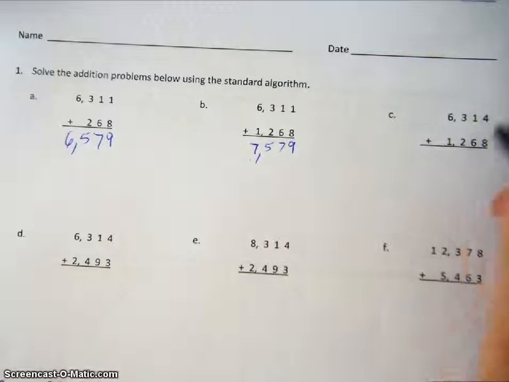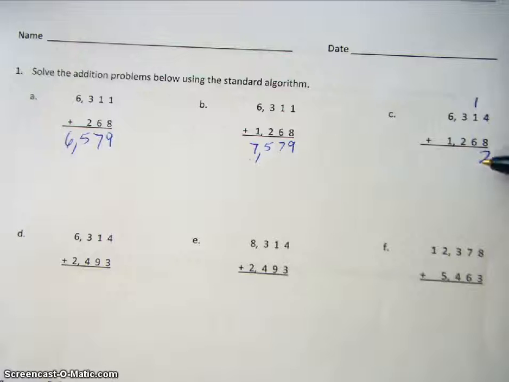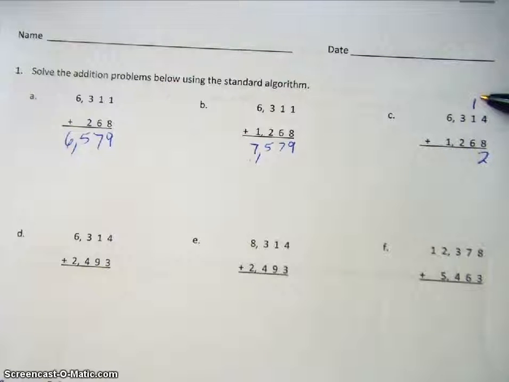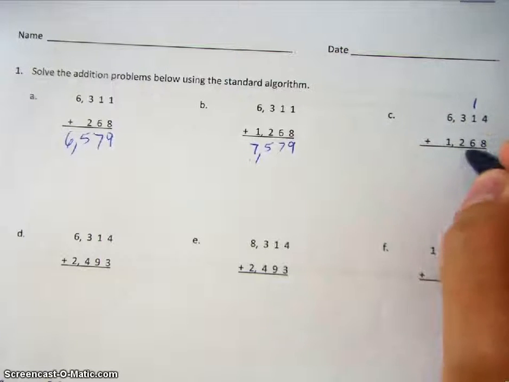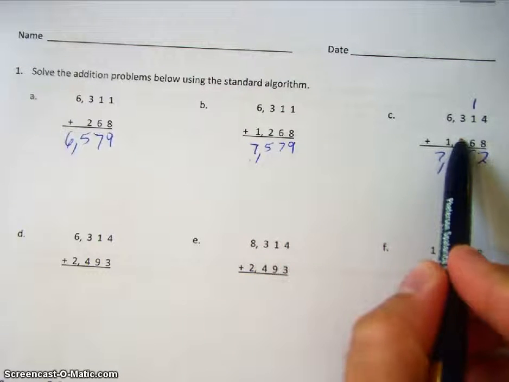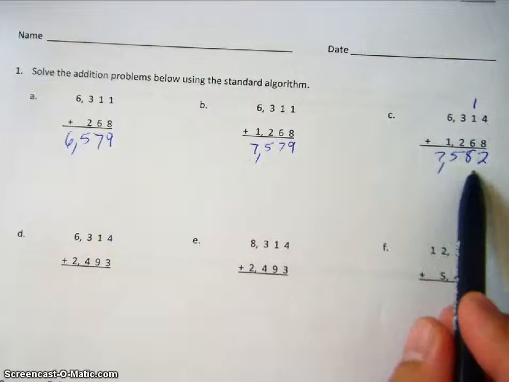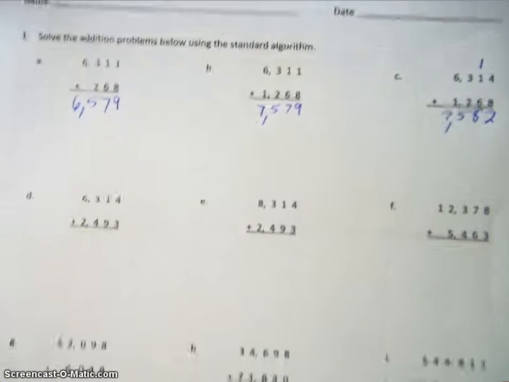Okay. Now for letter C, we have to do some regrouping or some bundling up. So 4 ones plus 8 ones gives us 12 ones. So we bundle up a 10 and bring that over into the tens place. And we leave our 2 ones. Okay. And then we can continue adding, and we get 7,582. Okay. In this case, you see that our second addend stayed the same, but our first addend increased by 3. So our sum increased by 3.